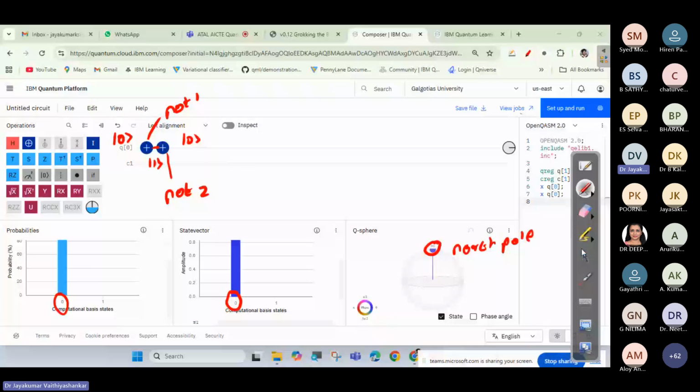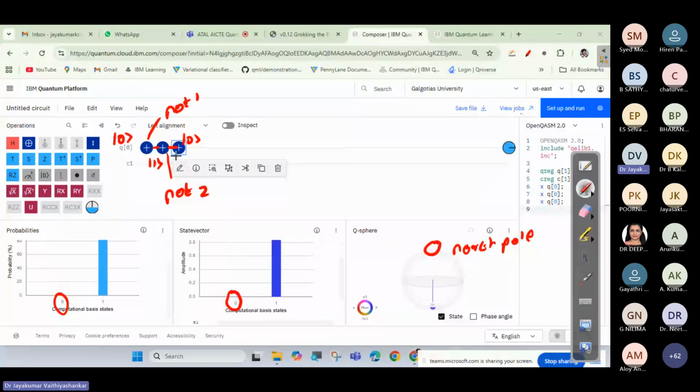Okay. So what do you do? Drag and drop one more NOT gate. Try to understand what happens. Again, it will do a bit flip. So state 0 is converted into state 1. Again, everything is changed.